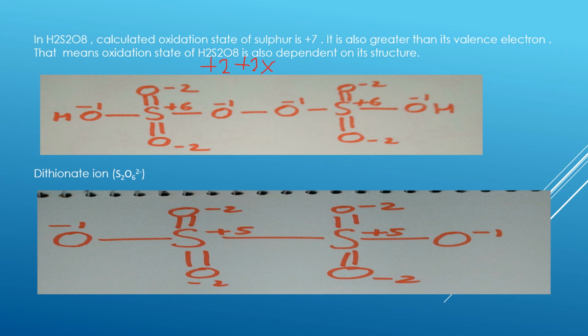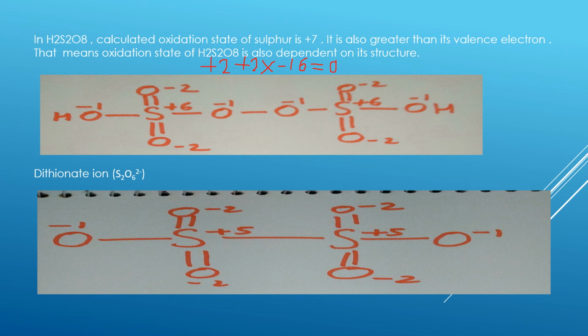And then here there is -2 into 8, which is -16, and the total charge on this neutral molecule is 0. So finally, the oxidation state of sulfur, if we calculate, will be +7. +7 is greater than its valence electrons, so it will be wrong. So this one also we will try to understand through structure.